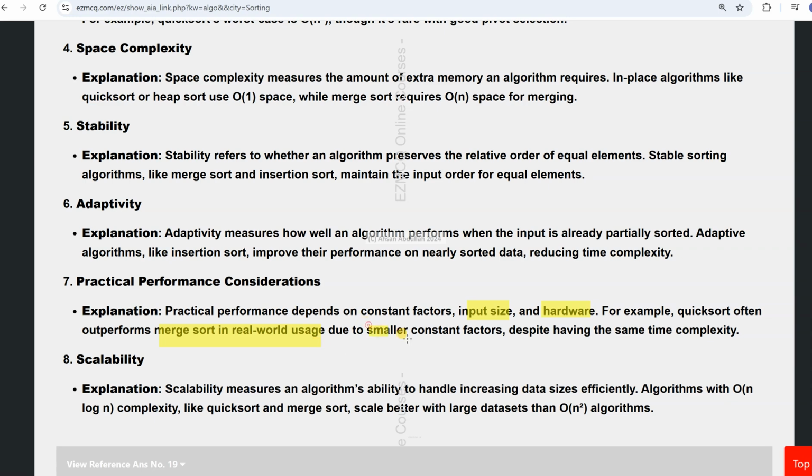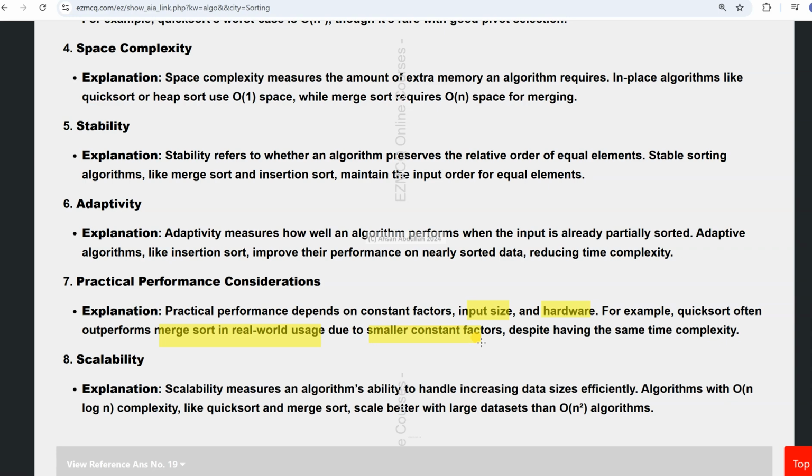Why? Because of the smaller constant factors. We don't look at those constant factors when we do a complexity analysis. That is not bad, because we are looking at it from an abstract perspective. We are looking at the big picture. But when we come down to practical performance considerations, then we need to look at these things.